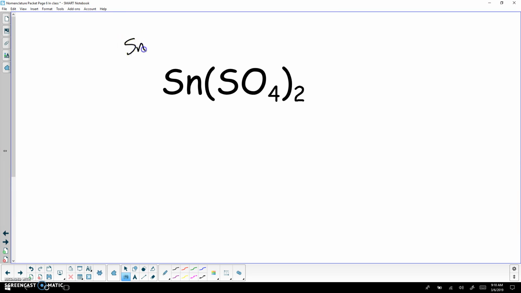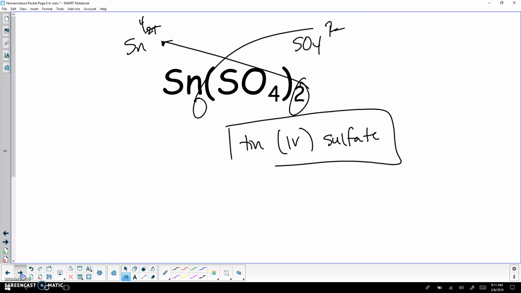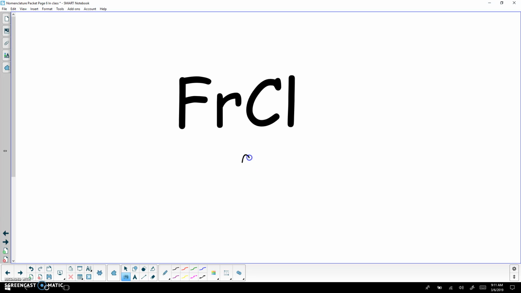Tin is a transition. We need to tell its charge. Okay, there's another one, number 1 that goes over here to the sulfate. This 2 goes over to the tin. Sulfate's charge isn't 1, it's 2. If you double 1, you double them both. Tin, Roman numeral 4, sulfate. This one is representative, so you simply name it francium chloride.